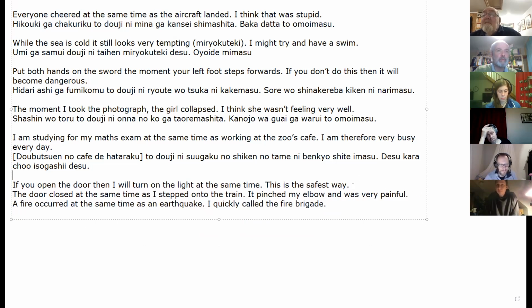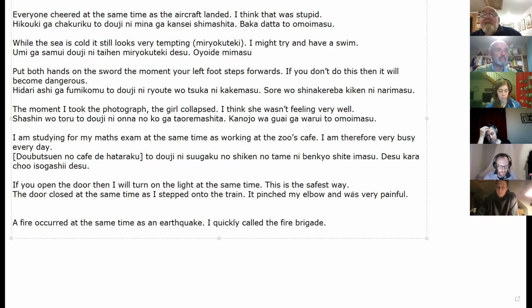Let me just, I think we'll skip this one because it's pretty much like the other one we did just now. And let's do this one here. The door closed at the same time as I stepped onto the train. It pinched my elbow and was very painful. It's some new words here, but I'll introduce them because they're fun, if you're into that sort of thing. Okay. Door ga. So sorry, what's in this reference, I think that's the time reference there. Same time as I stepped onto the train.